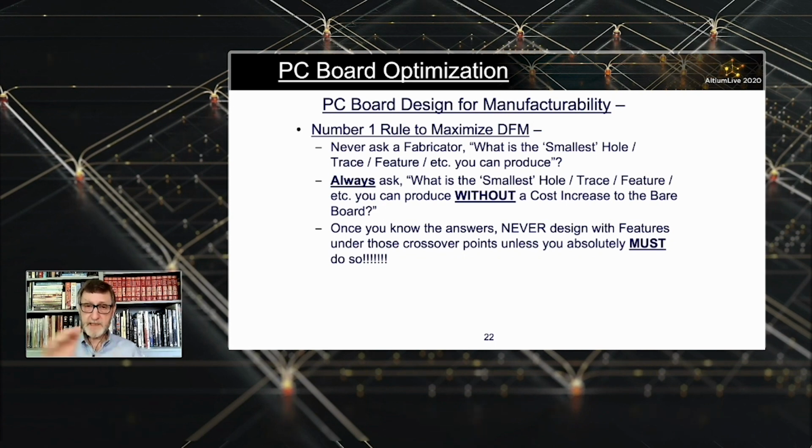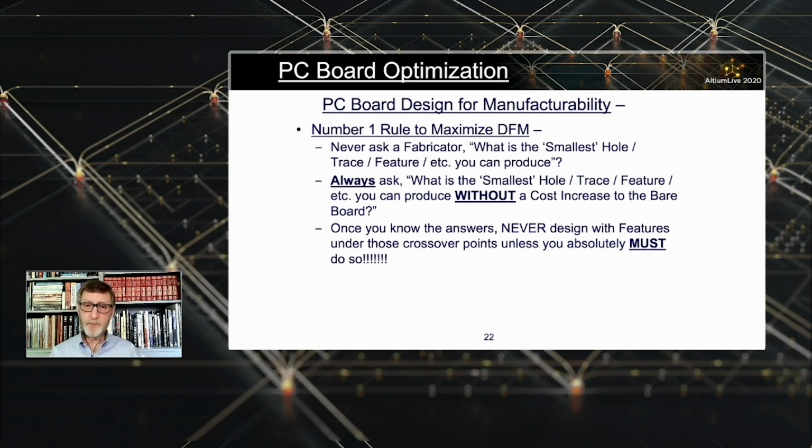Once you know these plateau levels, stay above them as much as you can. Once you know the minimum trace width they can produce at virtually no cost adder, make your traces that wide when you can. I mean, if you have controlled impedance and can't do it, well, then you can't do it. But if you're not doing controlled impedance work, make your traces that wide if you have room for it.